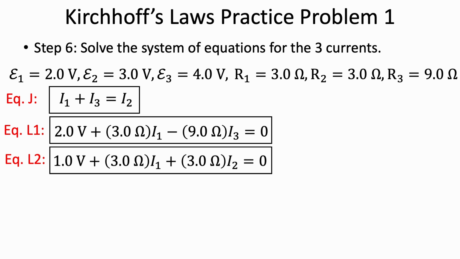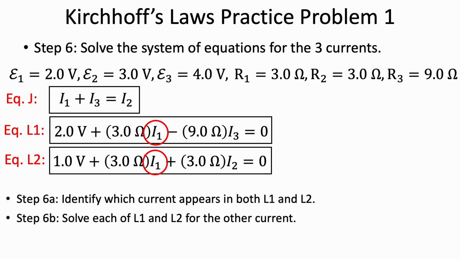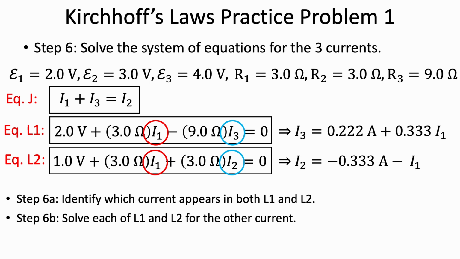There are different ways to solve these 3 equations simultaneously. Here's one way. First, we look at L1 and L2 and identify a current that's common to both equations. In this case, it's I1. Next, we solve each of L1 and L2 for the other current. For L1, the other current is I3. Solving this equation for I3, we get this equation. For equation L2, the other current is I2. Solving this for I2, we obtain this equation.